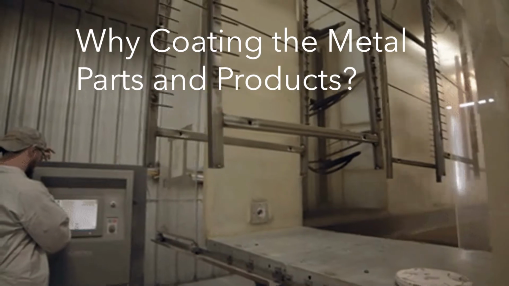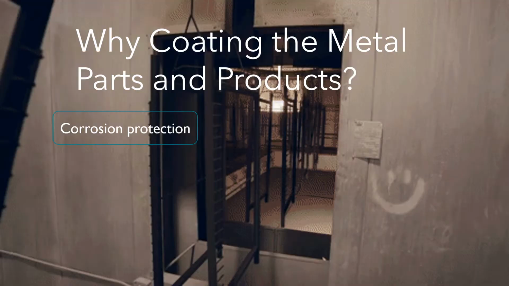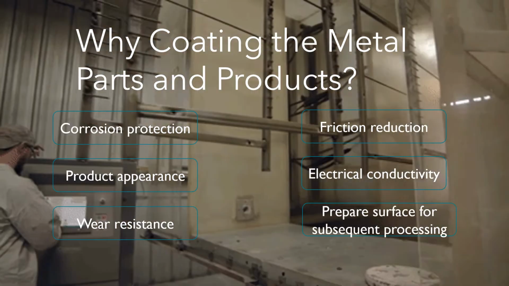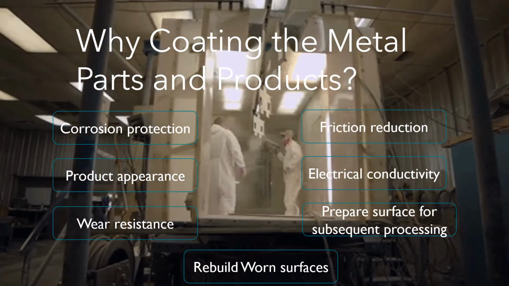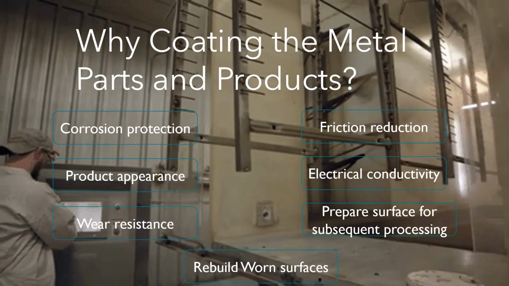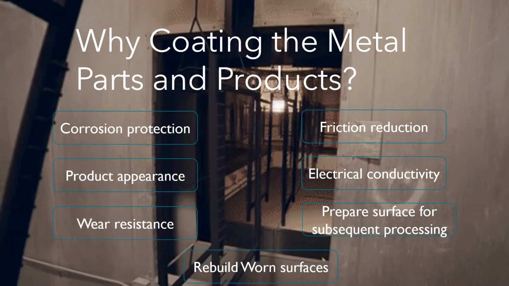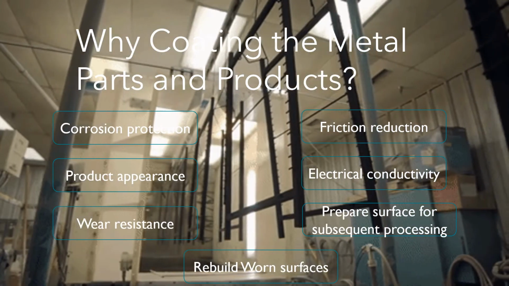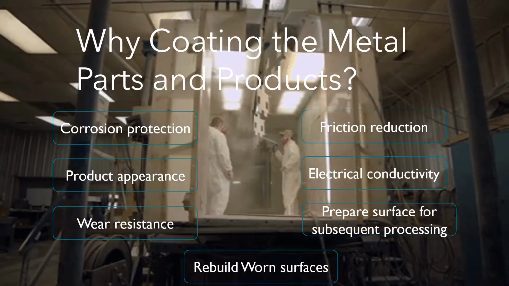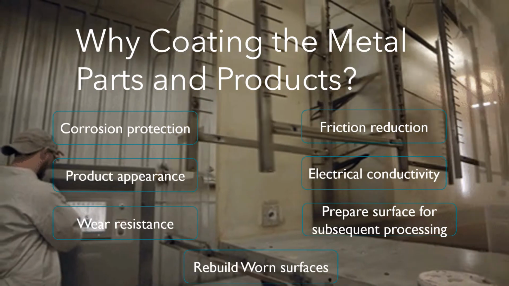Why coat the metal parts and products? This is going to be very useful for corrosion protection, enhancing the product's appearance, wear resistance and or friction reduction, increasing the electrical conductivity or resistance, preparing the metallic surface for the subsequent processing, and finally the rebuilding of the surface worn or eroded during service.